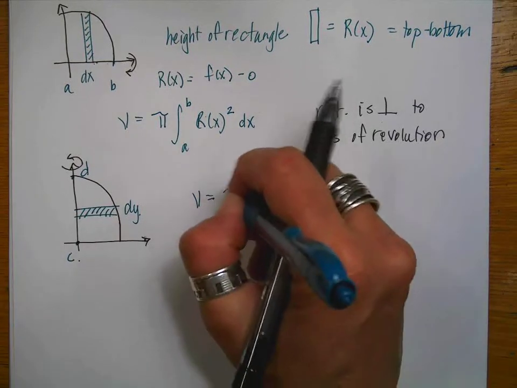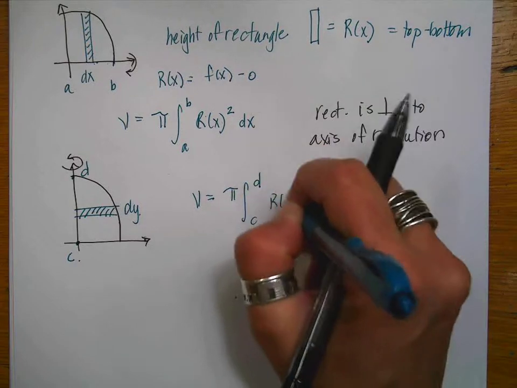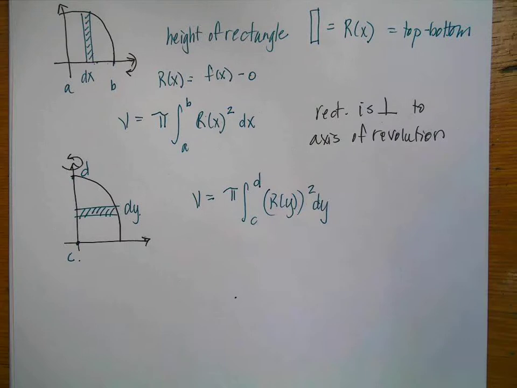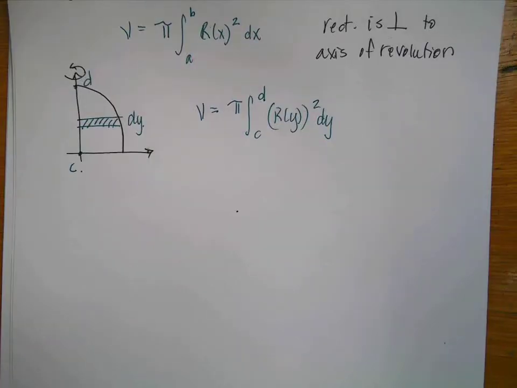So then my volume is going to equal pi, the integral from c to d, R of y, quantity squared dy. So again, it's the same basic formula. The only thing that's really changing is my axis of revolution. So now let's jump in with some examples.